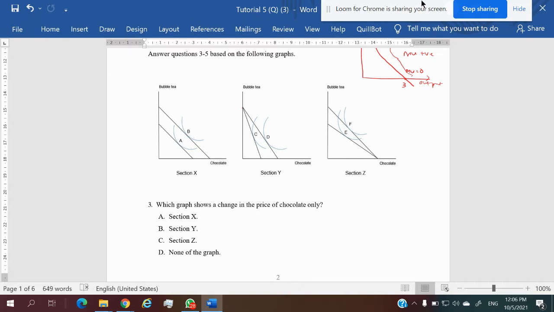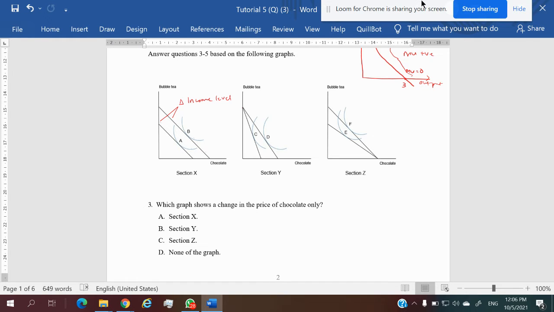One more thing, if your budget line shifts to the right and the shift is consistent, it shows the change is caused by income level. A change in the budget line is caused by changes in income level.